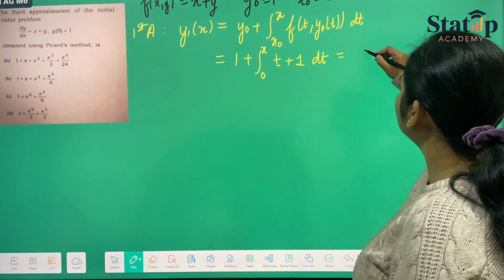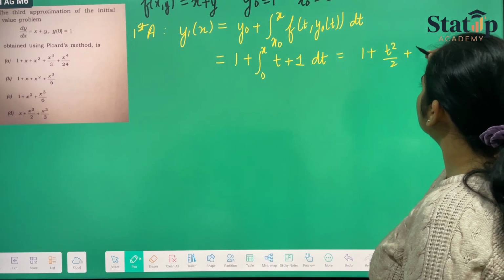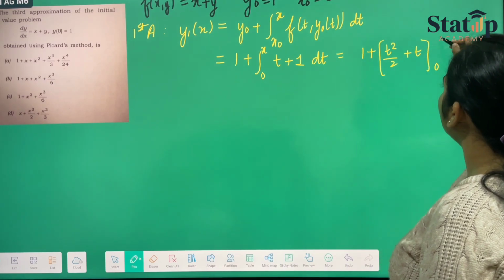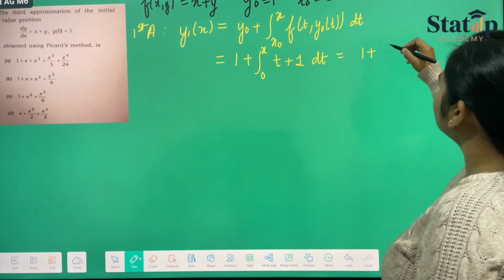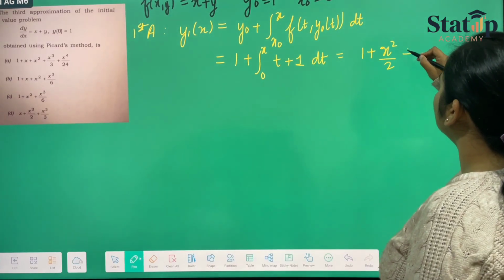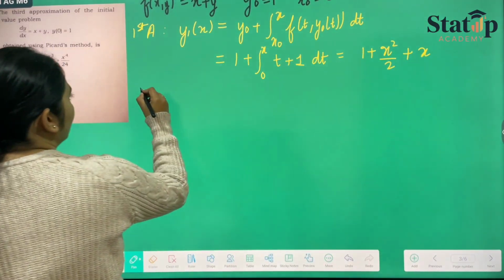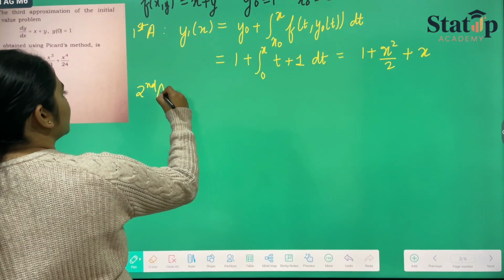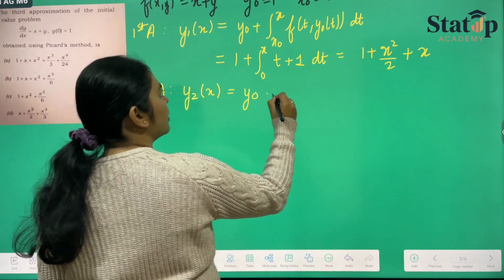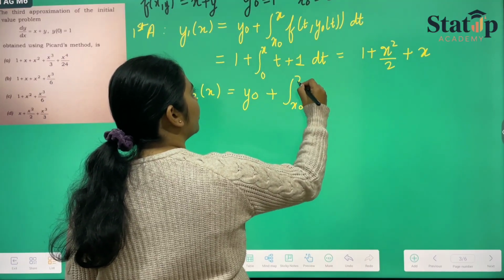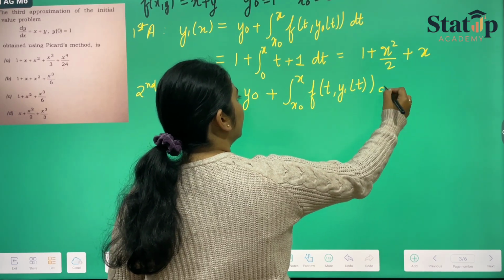And if I integrate it, I will get 1 plus t square by 2 plus t with the limits 0 and x. If I put the limits 0 and x here, then I will get x square by 2 plus x. This is our first approximation. If we calculate the second approximation, then the formula is y2(x) should be equal to y naught plus the integration from x naught to x of f(t, y1(t)) dt.